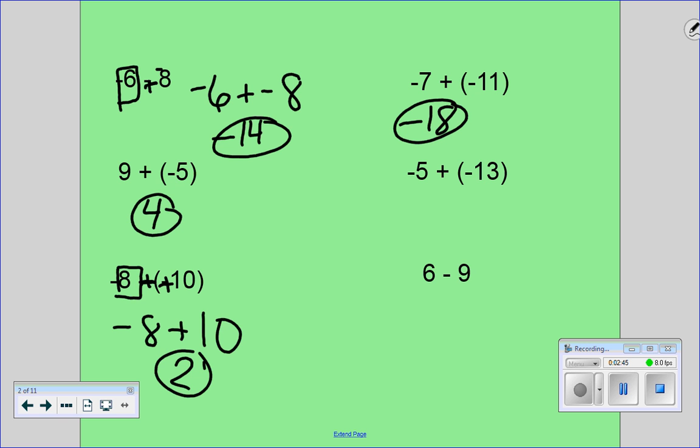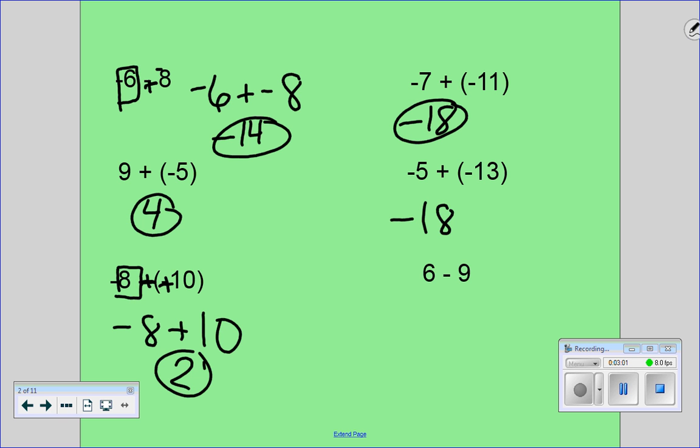Okay, let's go to this one. Negative 5 plus negative. This is kind of the same problem if you look at it. I mean, they're pretty much the same. We do them the same way. Negative 5 plus negative 13. Haley. Negative 18. Nice work.